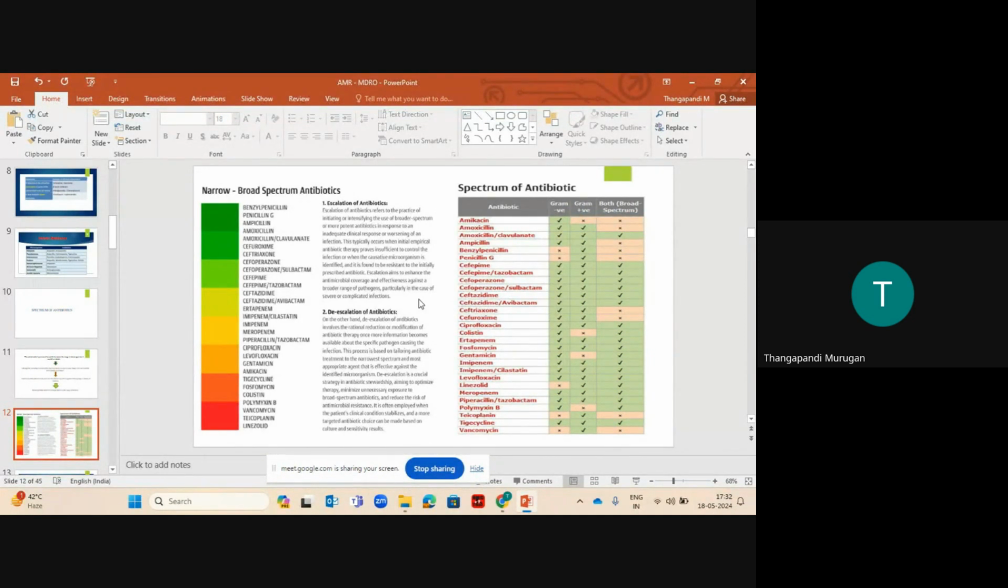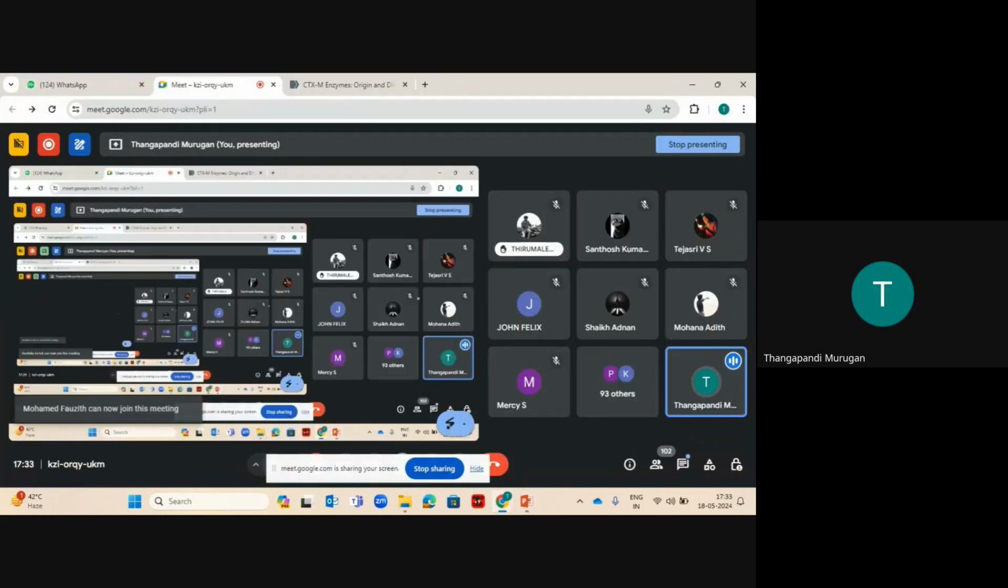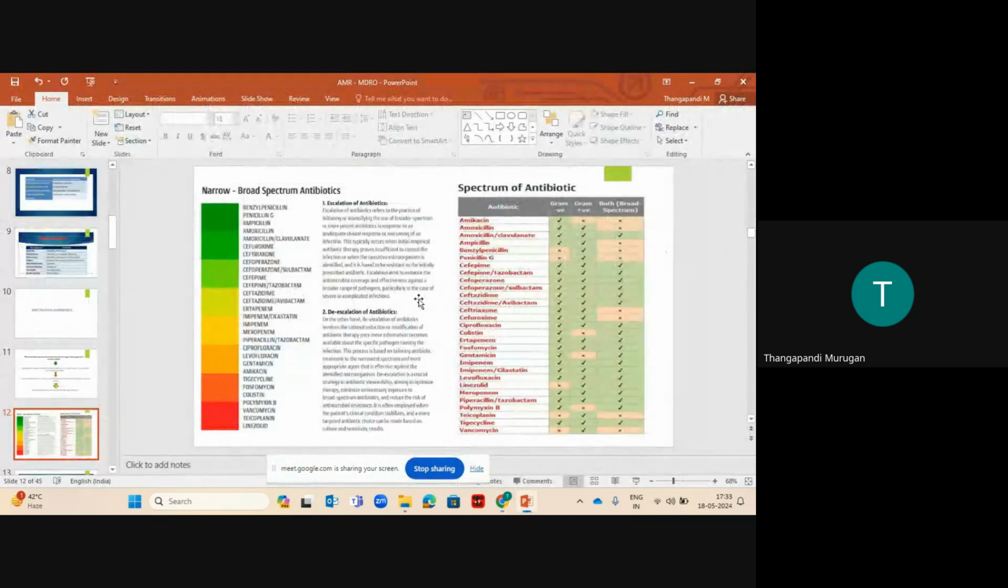But when you are speaking to the physician about escalation or de-escalation, there are certain parameters you must check before suggesting that. The first parameter is that the patient should not have a fever spike within 24 to 48 hours. If the patient is clinically stable, then 24 hours is fine. And the patient's inflammatory markers should be in a downtrend.